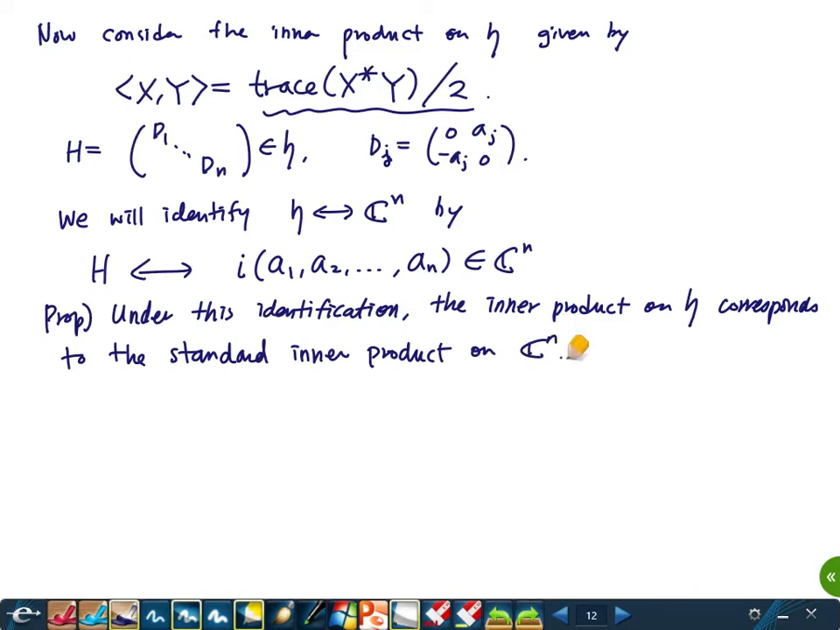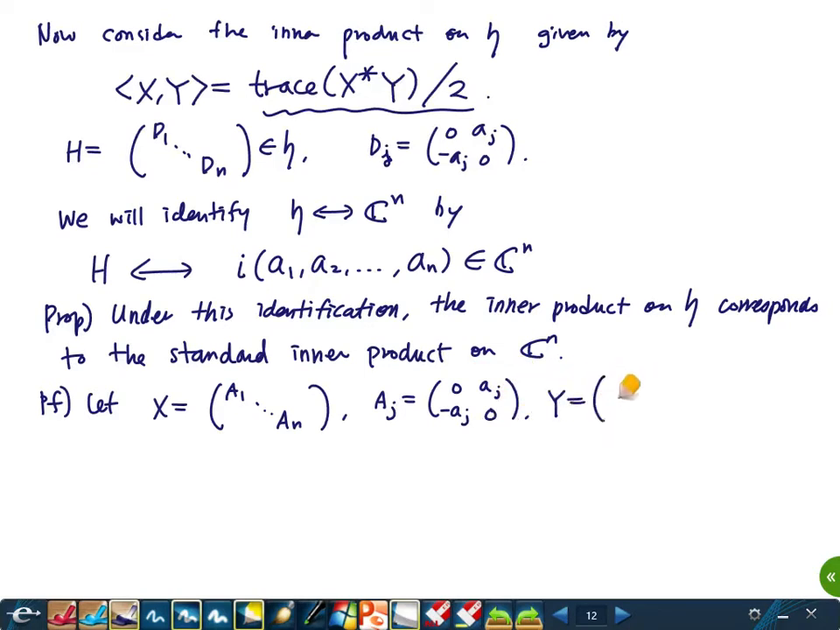Proof again is just a basic computation. Let X be this block diagonal matrix A1, ..., An, where each Aj is the usual one, and Y the block diagonal matrix B1, ..., Bn again, where Bj is [0, Bj; minus Bj, 0]. Now let's see what their inner product is. And what is the inner product in H?